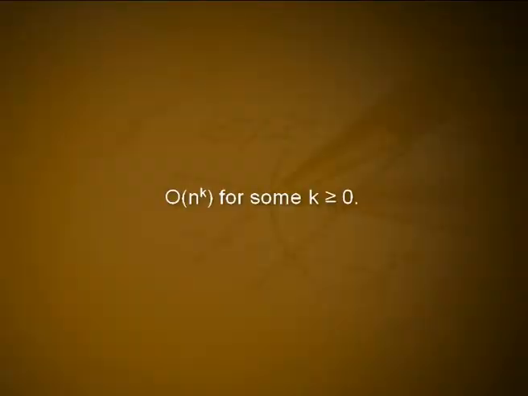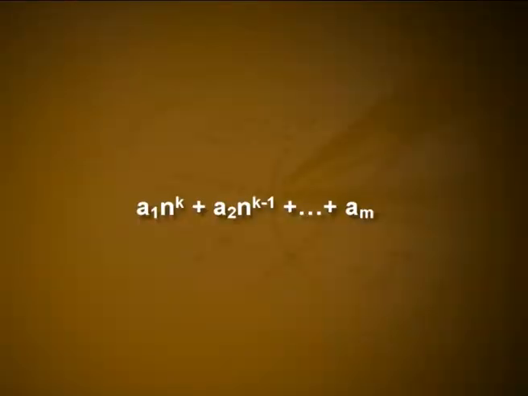An algorithm is said to perform in polynomial time if and only if its time complexity function is given by O of n raised to k for some k greater than or equal to 0. That is, an algorithm A is polynomial time if time A of n is less than or equal to f of n and f is a polynomial, that is, f has the form a1 n raised to k plus a2 n raised to k minus 1 plus etc. plus am.